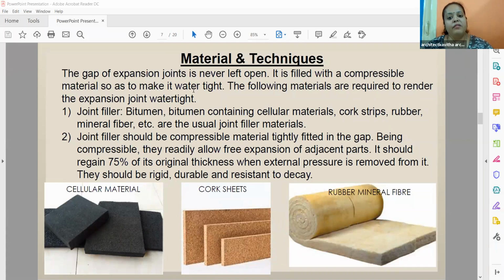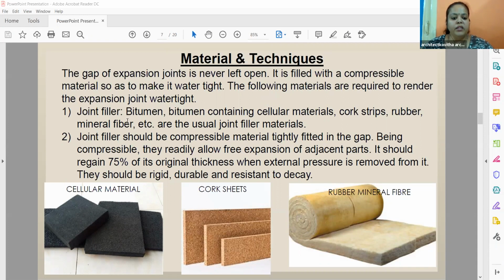But what material will you fill? It should be flexible. Because if there is a movement in the building, it should be flexible enough, like an elastic, so that the building also can have a little bit of movement. So the following materials are required to render the expansion joint watertight.